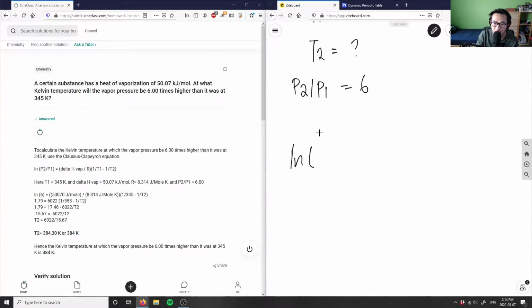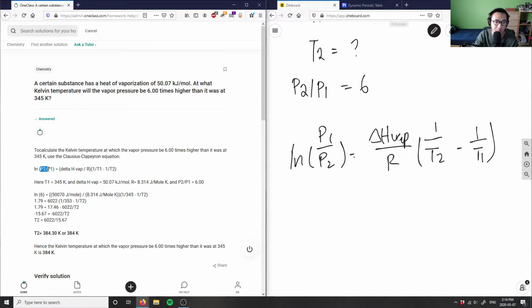So it's ln of P1 over P2, or this says here P2 over P1. Let me just write this out for you first. It's delta H of vaporization divided by R times 1 over T2 minus 1 over T1. In this case, they actually flipped this. They did P2 over P1 and then T1 minus T2. In this case, it doesn't really matter which order we do it with. But I'm going to stick with this one because this equation is what I've known before.